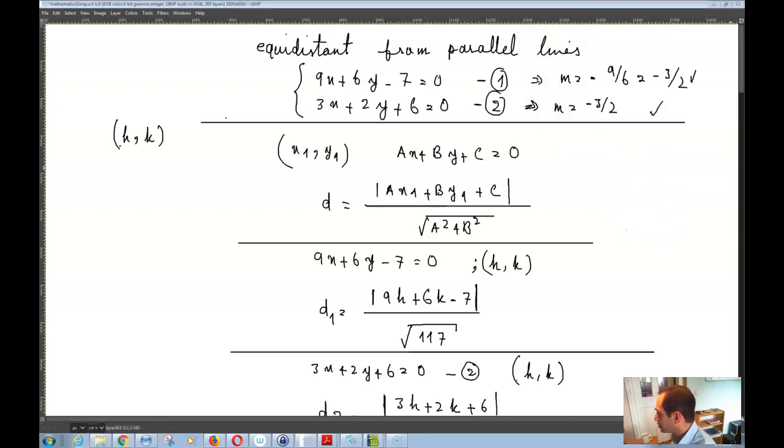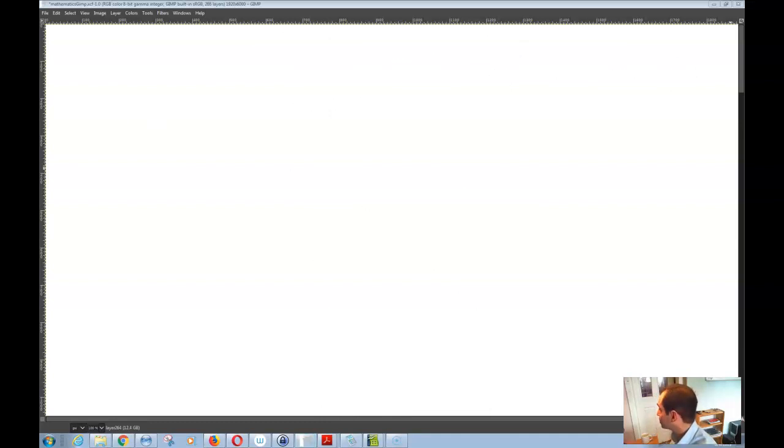So now the next question that we have is question number 23. Prove that the product of the lengths of the perpendiculars drawn from these 2 points to this line is b squared.